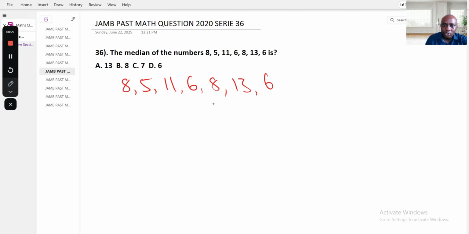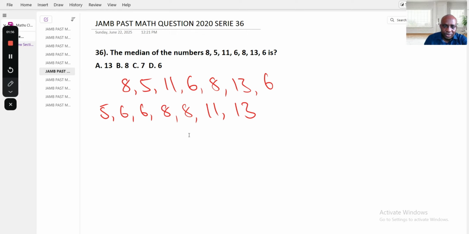We need to arrange this in ascending order. The smallest one starts from what? From 5. How many 5s do we have there? 1. What follows 5? 6. How many 6s do we have? I have two 6s. Is 7 there? 7 is not there. Is 8 there? 8 is there. How many 8s? Two 8s. Is 9 there? 9 is not there. 10 is not there. 11? Yes, one 11. What follows after that? 13. Therefore, how many numbers? 1, 2, 3, 4, 5, 6, 7. Yes, this is 7 digits now.